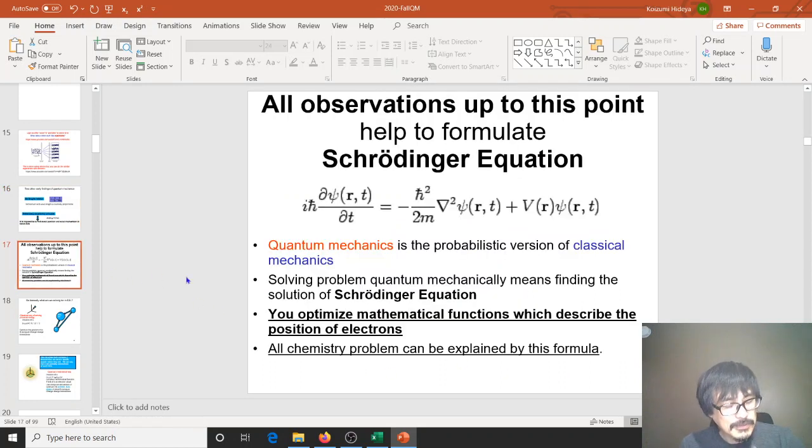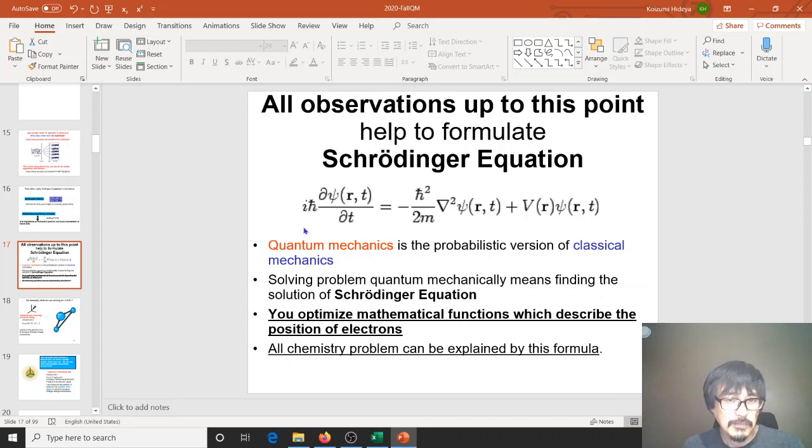And because of these uncertainties, you can't really pinpoint the position of the electrons. That's really a problem, because when you try to figure out the position of the electron inside of the atom so that you can calculate the energy of the system, you can't do that.